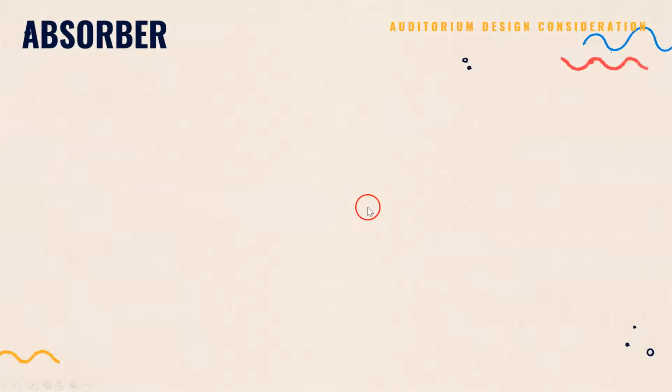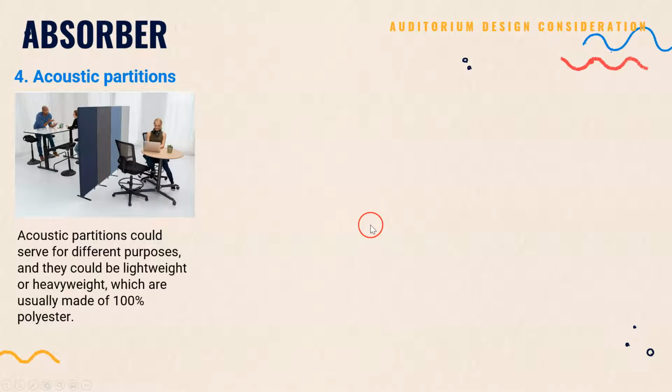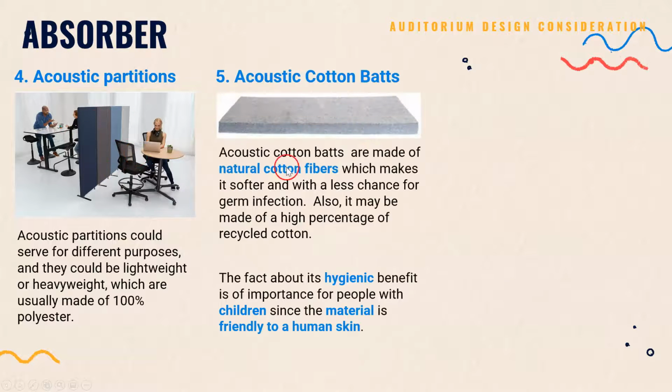Another absorber material here is acoustic partitions. It is usually made of 100% polyester. In some designs, you can pin up on the partition. Next is acoustic cotton bed. The advantage of this is it's natural. This one is natural cotton, which means it's suitable for children and people who have sensitive skin.